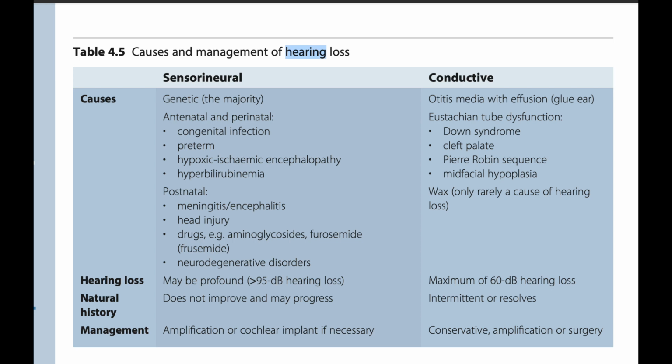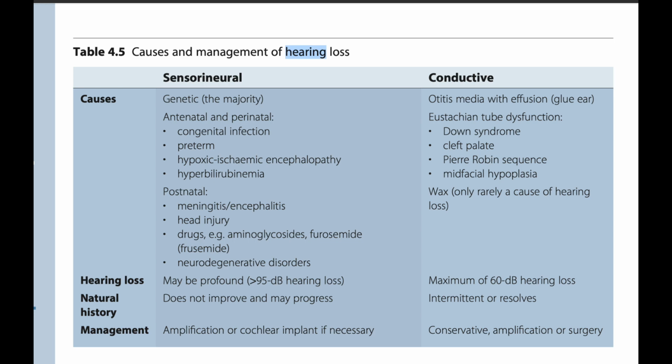Now the table showing causes and management of hearing loss, causes of sensorineural and conductive hearing loss. Sensorineural contains genetic, the majority, antenatal and perinatal, congenital infection, preterm, hypoxemia, encephalopathy, hyperbilirubinemia, postnatal meningitis, encephalitis, head injury, drugs, for example, aminoglycosides, furosemide, and neurodegenerative disorders. Now, in sensorineural hearing loss, the hearing loss may be profound, more than 95 decibel hearing loss. Natural history does not improve and may progress. Management, amplification, or cochlear implant if necessary.